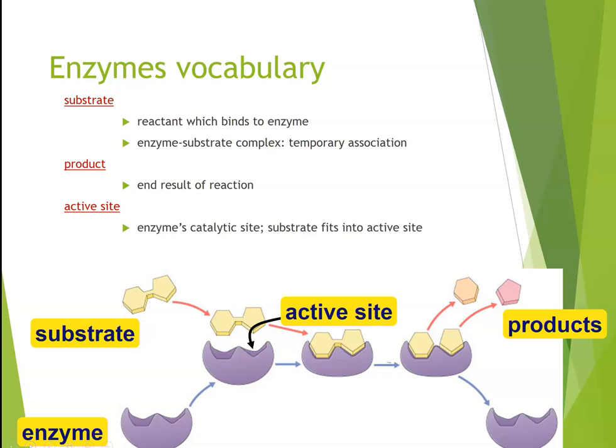Some vocab that you need to know is the substrate. That is what the enzyme binds to. That is the molecule that the enzyme is going to act on. The products are the end results of what happened. And then the active site is on the actual enzyme. It is the location that is specifically fit for the substrate to bind to.